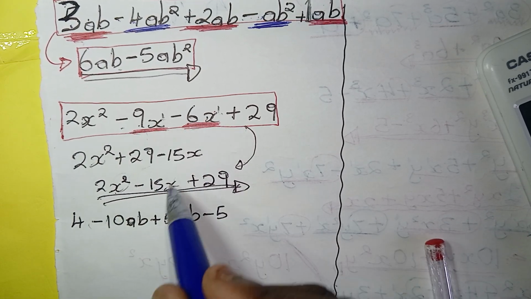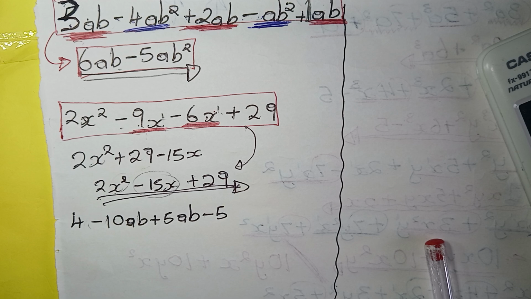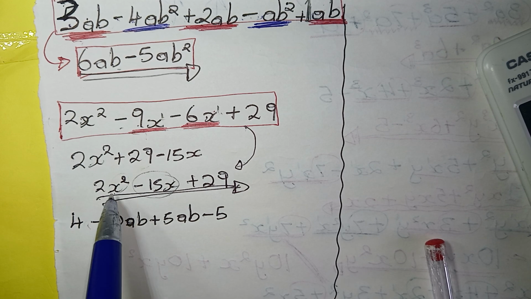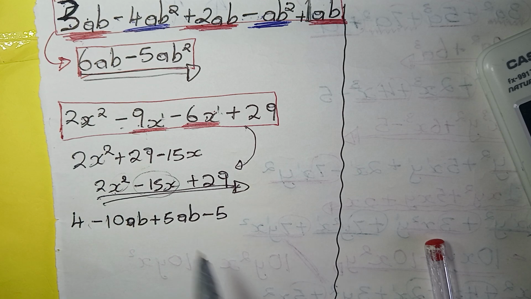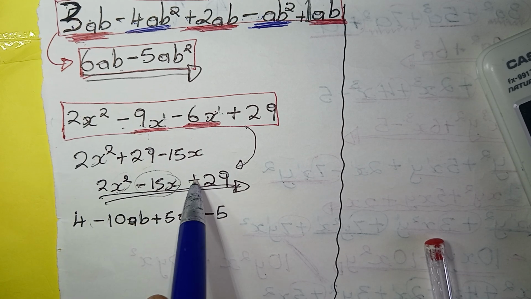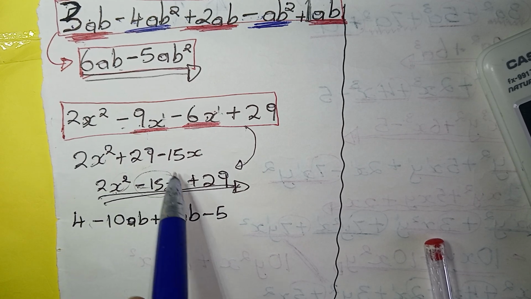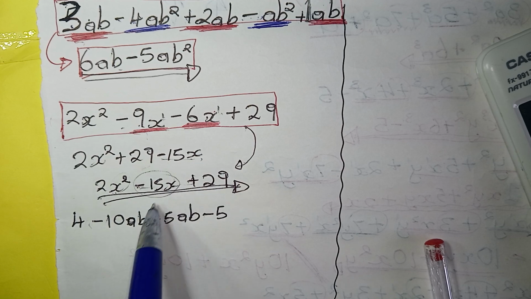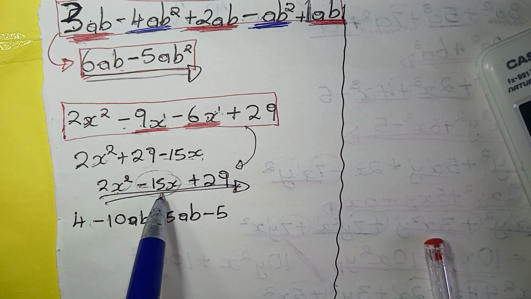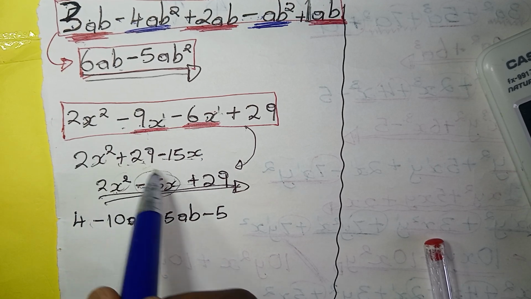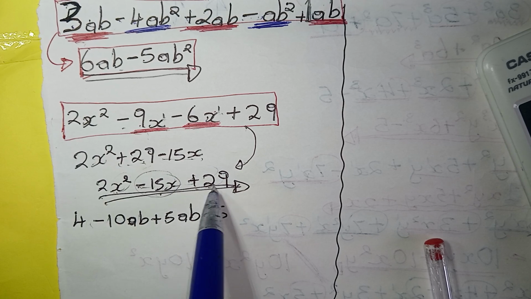Even from this step, you can come here. Just collect your like terms and they give you this. But here I just want to show you that the arrangement does not count. The way you arrange your terms does not count, as long as you keep their sign. You should keep the sign, because here it's minus 15x, so it must be minus 15x. Here it's plus 29, and also here it must be plus 29.